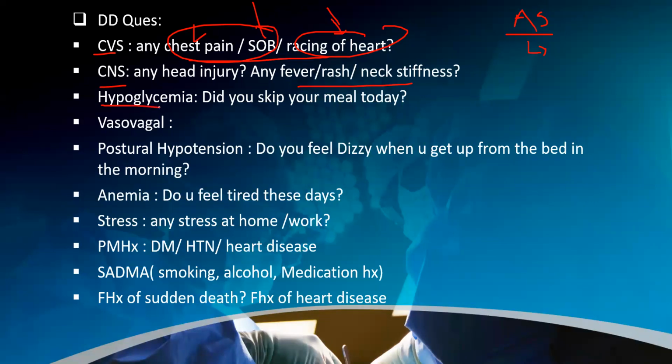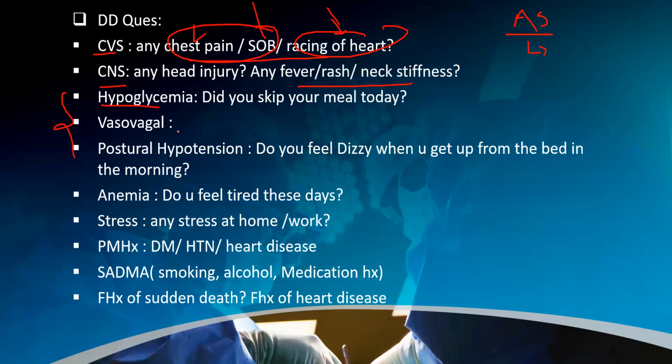So your CNS, CVS is done, then you move to the miscellaneous. We have vasovagal, hypoglycemia, and postural hypotension. These are the three most important ones. For hypoglycemia, only one question that we ask: when you had your loss of consciousness, by any chance did you skip your meal that time?